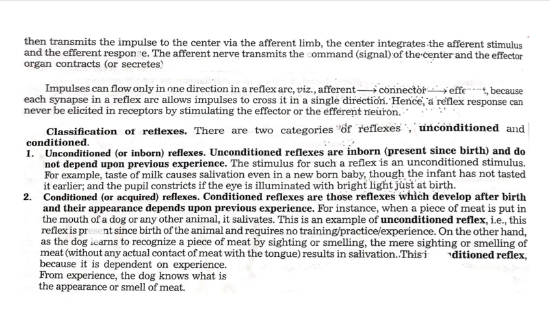So impulses can flow in only one direction in a reflex arc, from the afferent to the connector, then to the efferent organ, because each synapse in a reflex arc allows impulses to cross it in a single direction. Hence, a reflex response can never be elicited in receptors by stimulating the effector of the efferent neuron. Now we'll study the different types of reflexes.